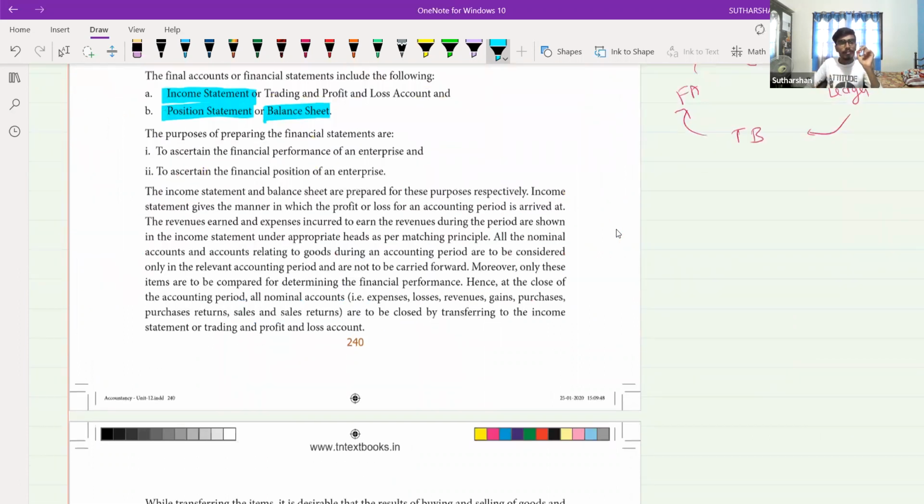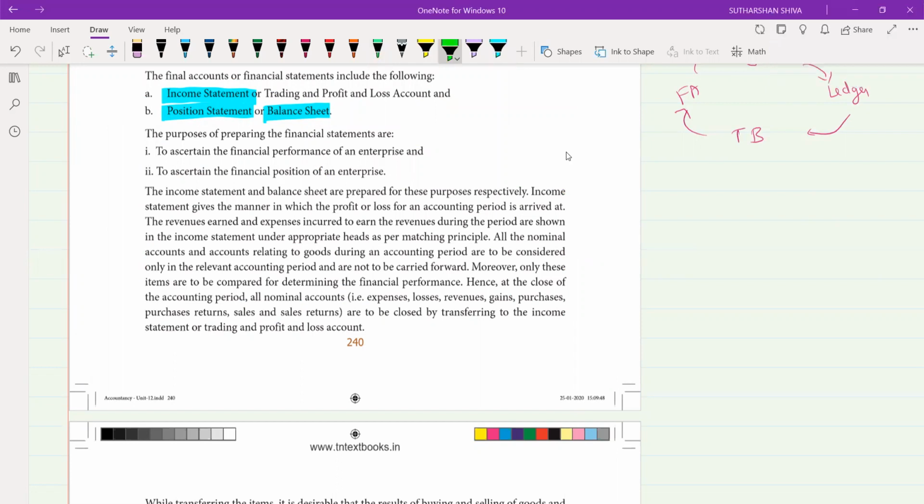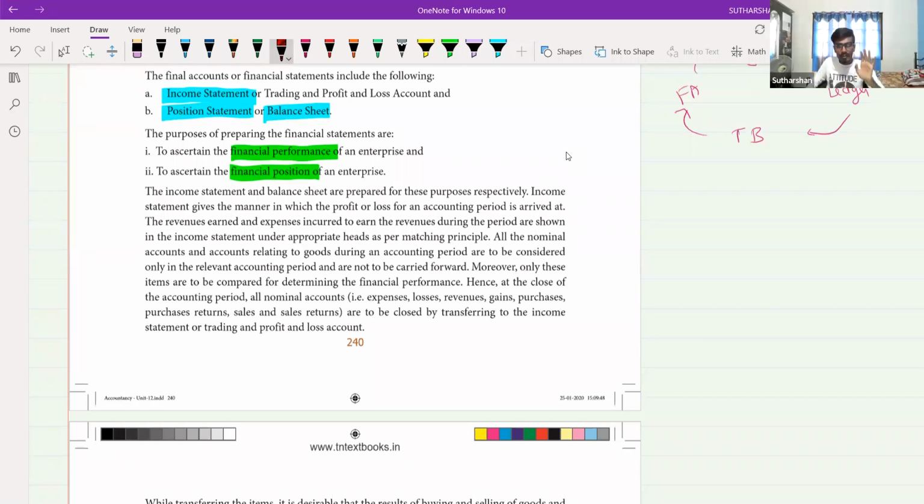Susurita, read the purpose for preparing a financial statement. Unmute and read the purpose of preparing financial statements. The purpose of preparing the financial statements is to ascertain the financial performance of an enterprise and to ascertain the financial position of an enterprise. The income statement. Wait. If it is a full stop, I need to explain it. After that, you can continue.